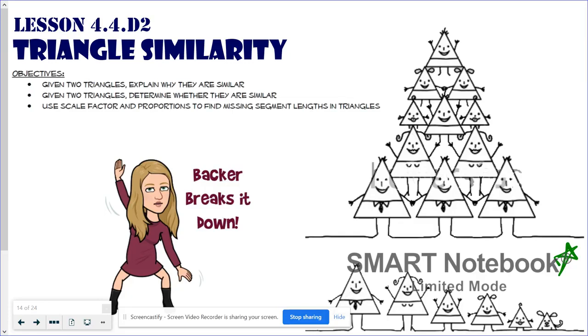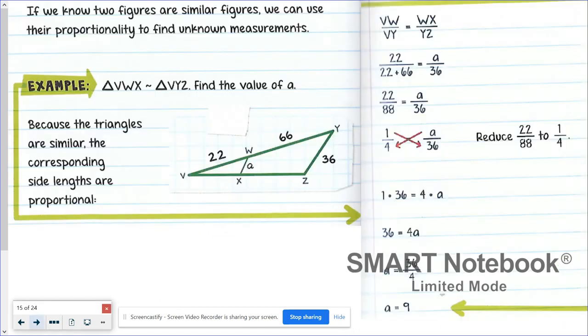We continue looking at triangle similarity in this episode, with a focus on using scale factor and proportions to find missing segment lengths in triangles. So let's check out an example. Okay, remember, when two triangles are similar, their corresponding side lengths are proportional. So we're going to create a proportion using these corresponding side lengths.